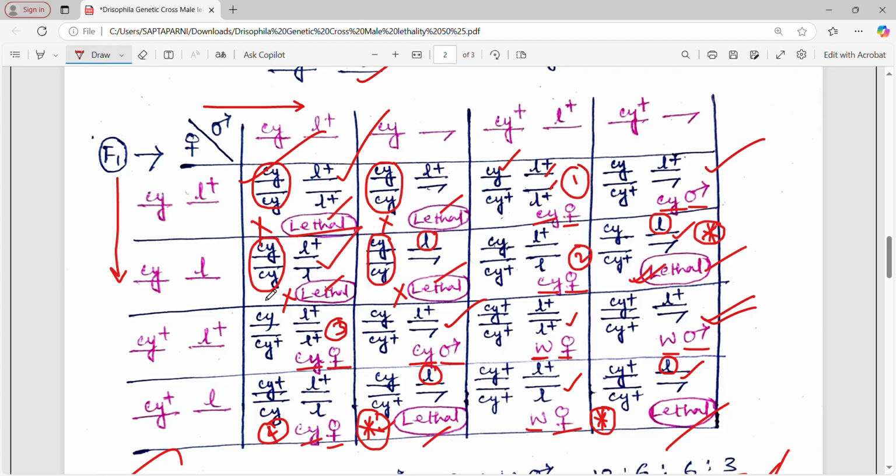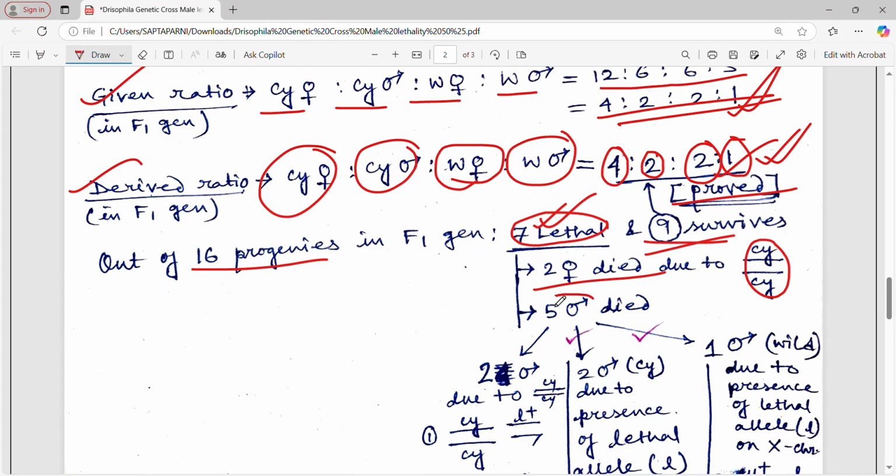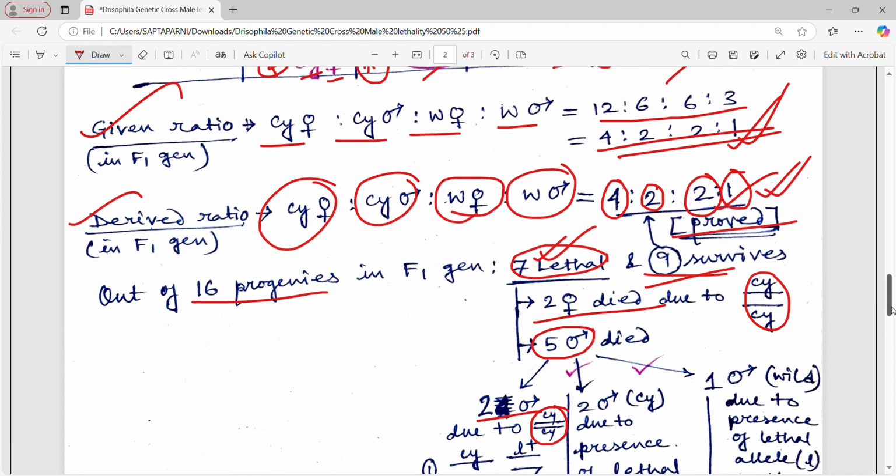But l is a recessive lethal allele. So here, as both the X chromosomes are not carrying small l, it is not dead due to presence of this small l allele, rather it is dead due to presence of this Cy allele. So 2 out of 7 lethals are female, whereas 5 are males. Now among these 5 you can see that 2 males are dead due to presence of Cy. So 2 males are dead due to presence of recessive lethal allele Curly in homozygous condition.